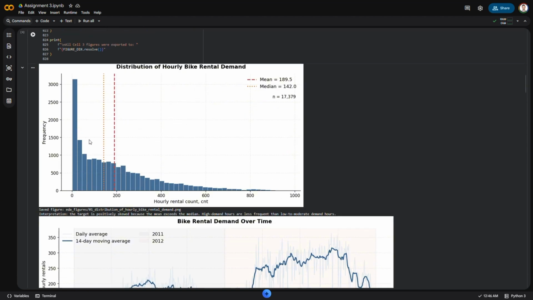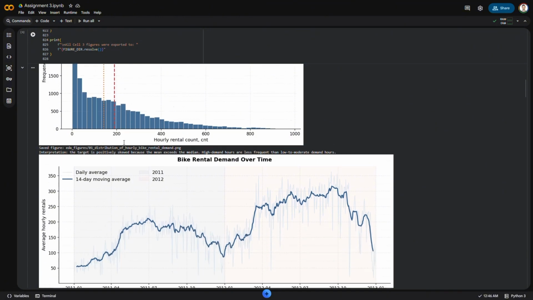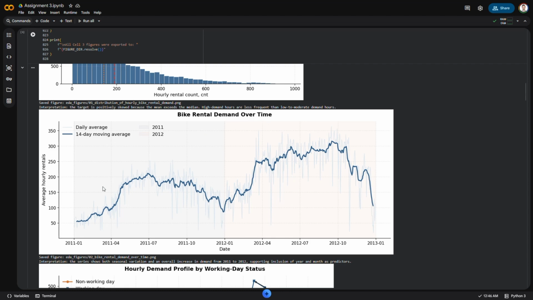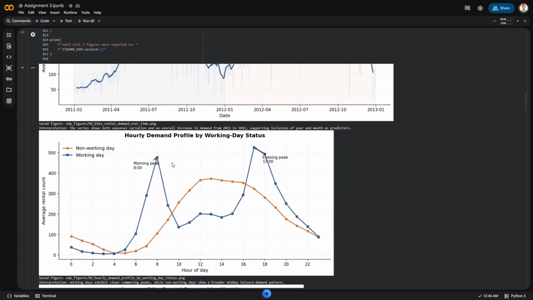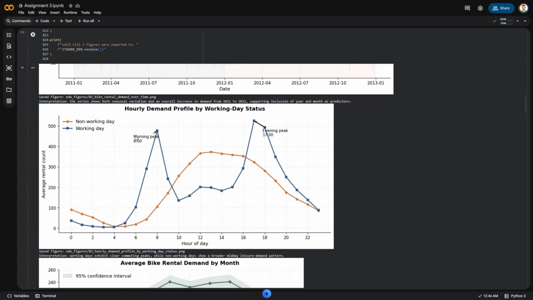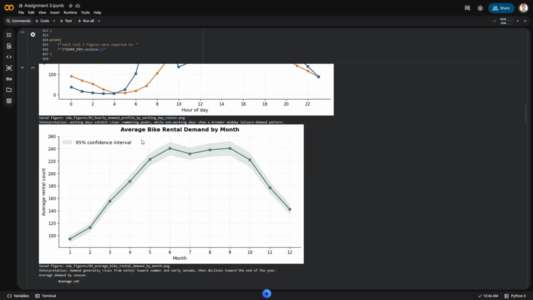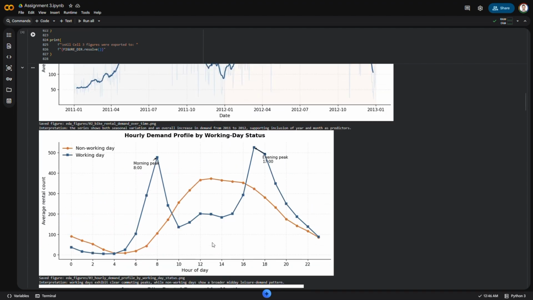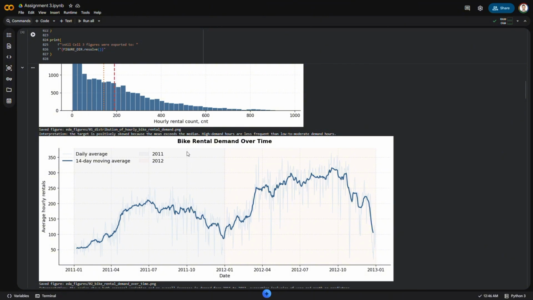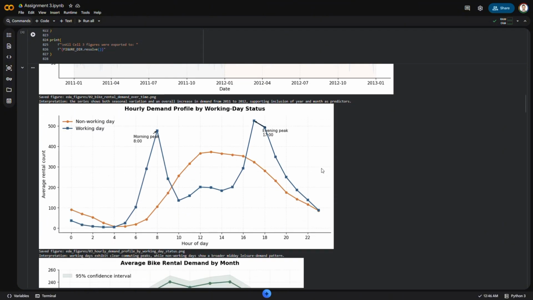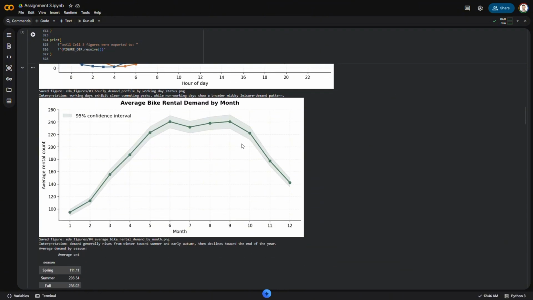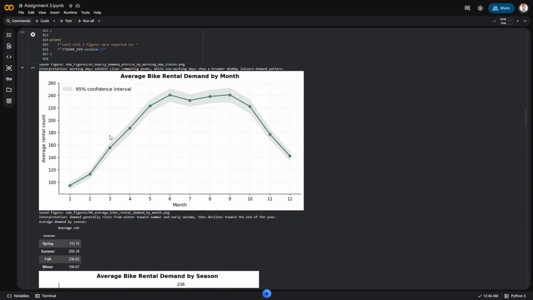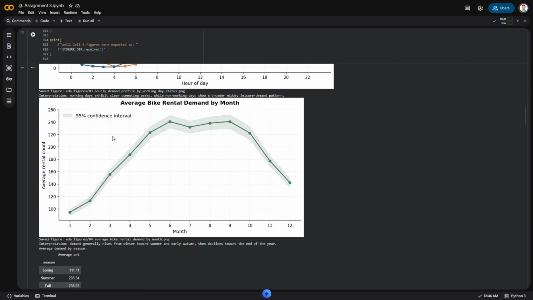I observe that bike rental demand is positively skewed. Demand increases over time, and working days show 2 clear commuting peaks around 8 a.m. and 5 p.m. This observation indicates that time-related variables such as hour, month, and working day are likely to be important predictors. The next figures investigate seasonal and weather effects.